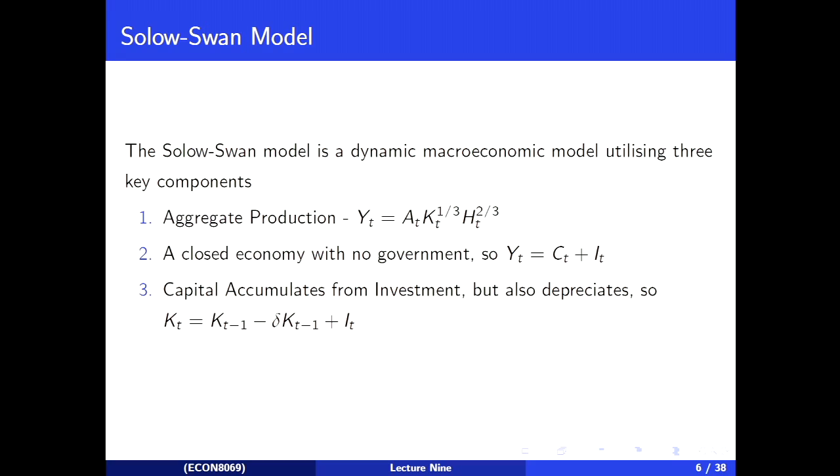This model combines three key components. It combines an aggregate production function, and it in fact uses the Cobb-Douglas production function. We have a closed economy with no government, so we simplify away a lot of things. We get rid of government spending, and we get rid of net exports, so we ignore those issues entirely. And so income is either consumption or investment. Built into this is the idea that investment and savings are the same thing, which we'll come to. And we have a notion of capital accumulation.